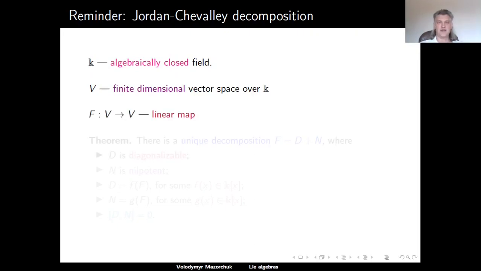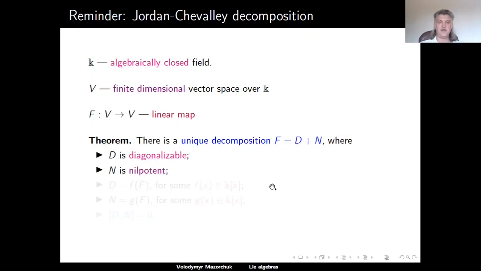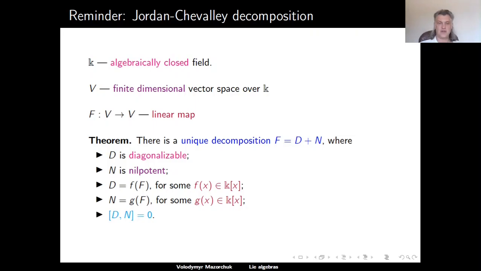So the Jordan-Chevalley decomposition for F is the following statement. There is a unique decomposition of F as a sum of two linear operators D and N, such that the linear operator D is diagonalizable, the linear operator N is nilpotent, the linear operator D can be written as a polynomial of the operator F, the linear operator N can also be written as a polynomial evaluated at the operator F. Consequently, the linear operators D and N commute.